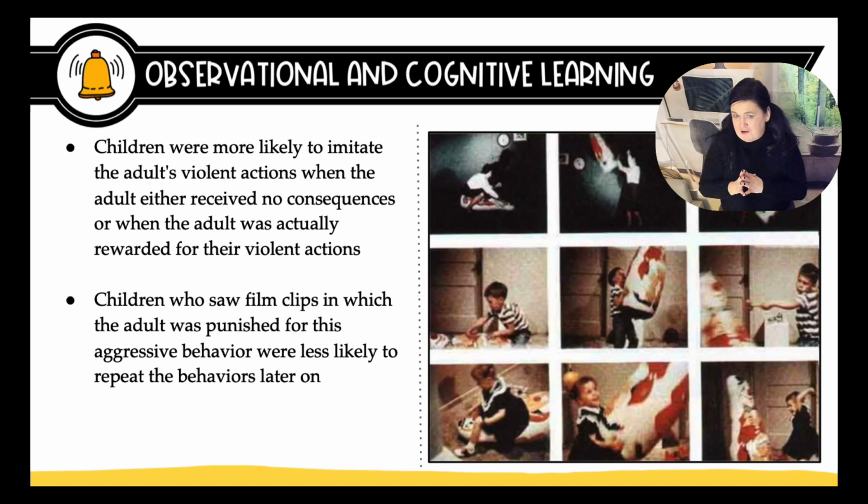So in the experiment, the children watched a film in which an adult repeatedly hit the large inflatable Bobo doll. After viewing the film clip, children were left alone to play in a room with a real Bobo doll, just like the one they saw getting beat up in the film. What Bandura found out was that children were more likely to imitate the adult's violent actions when the adult either received no consequences or when the adult was actually rewarded for their violent behavior.